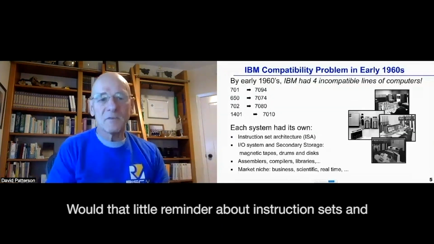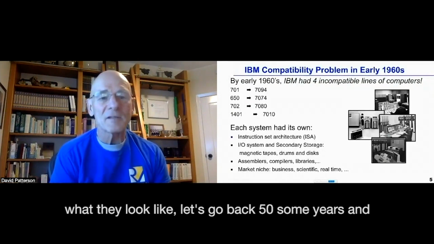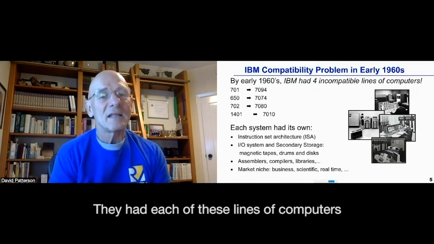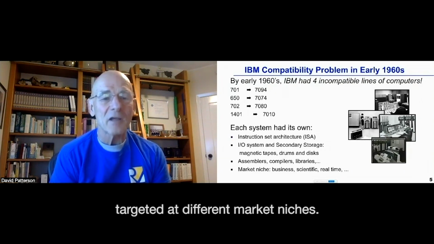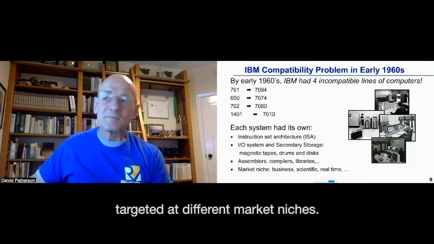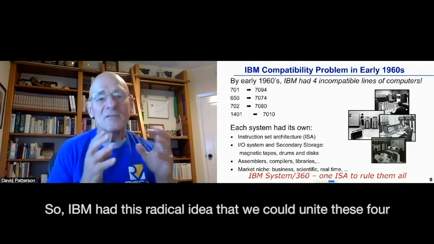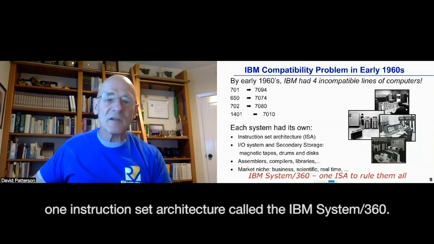All right, with that little reminder about instruction sets and what they look like, let's go back 50-some years, and IBM had 4 different vocabularies. Each of these lines of computers had a different vocabulary, their own input-output system, and its own software stack, and they were targeted at different market niches. So IBM had this radical idea that we could unite these 4 different incompatible lines around a single instruction set architecture called the IBM System 360.